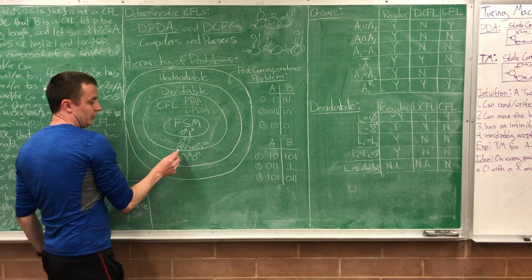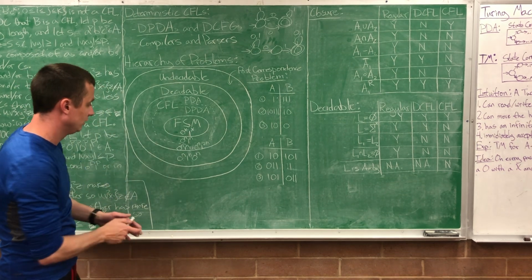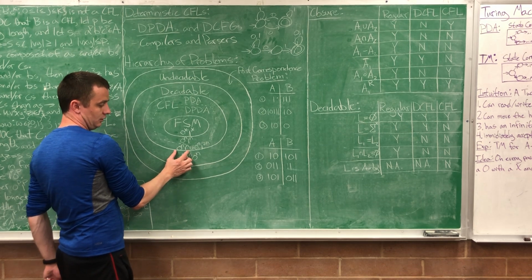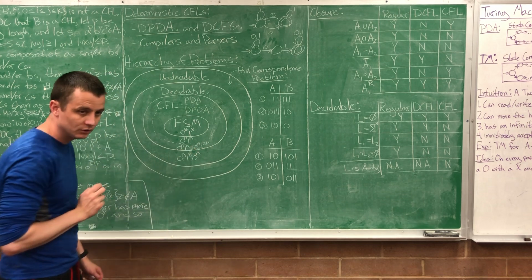Give me an example of a language that isn't a deterministic one and some intuition for why you can't do it. This language, the union of 0 to the n, 1 to the n, and 0 to the n, 1 to the 2n. So we have twice as many 1s as 0s.